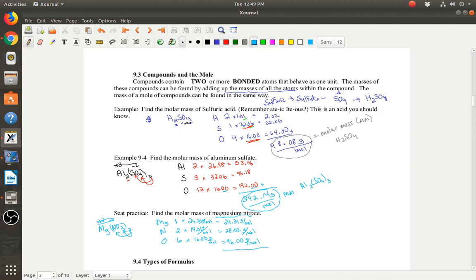Add it all together to get the molar mass. 24.31 plus 28.02 plus 96.00 is 148.33 grams per mole. So that's 148.33 grams in 1 mole of magnesium nitrate. Okay, this is one way to write it. You could also write magnesium nitrate up here. You could flip them upside down. Okay, that's the end of this portion.